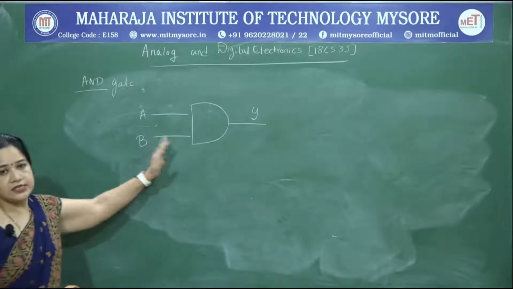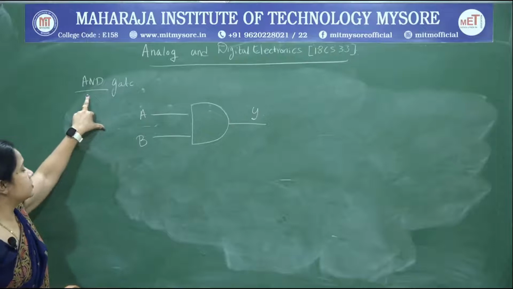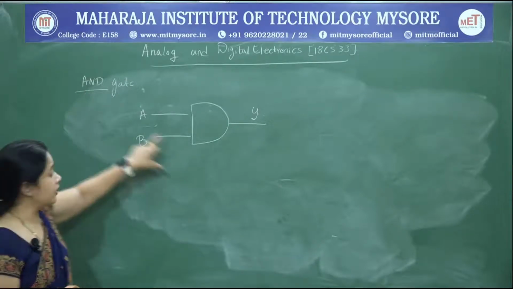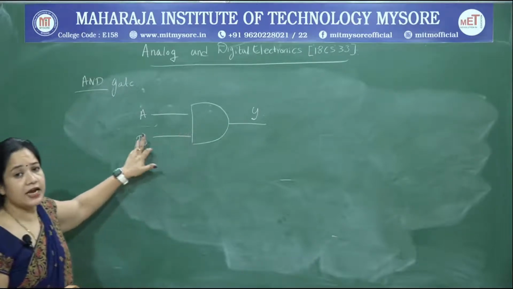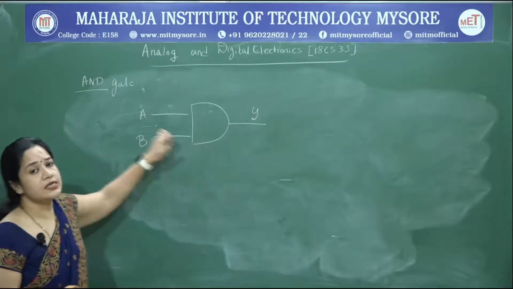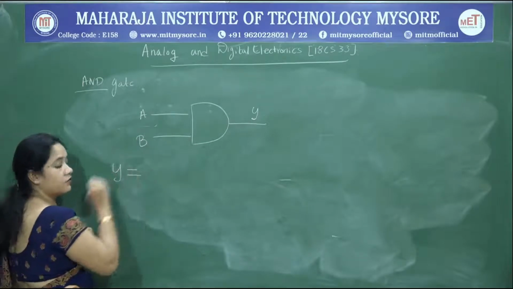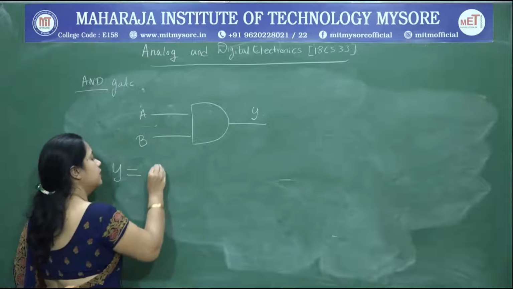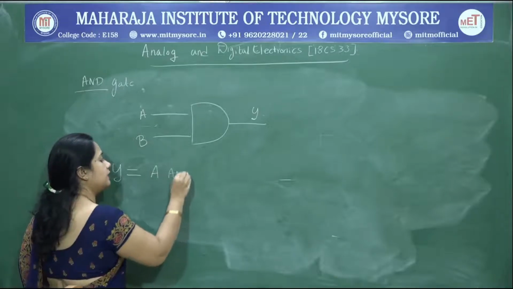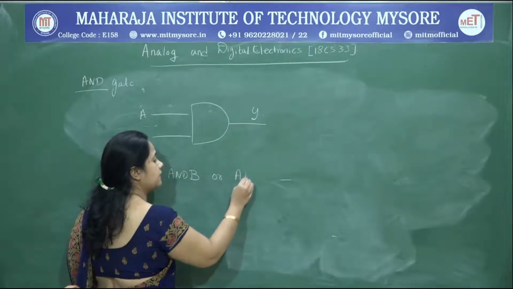So a NAND gate is symbolically represented this way, and an AND gate is represented symbolically like this. And what is an AND gate? So an AND gate, as the name indicates, the output is A and B. So the expression for output Y is A and B, or simply I can write it as AB.